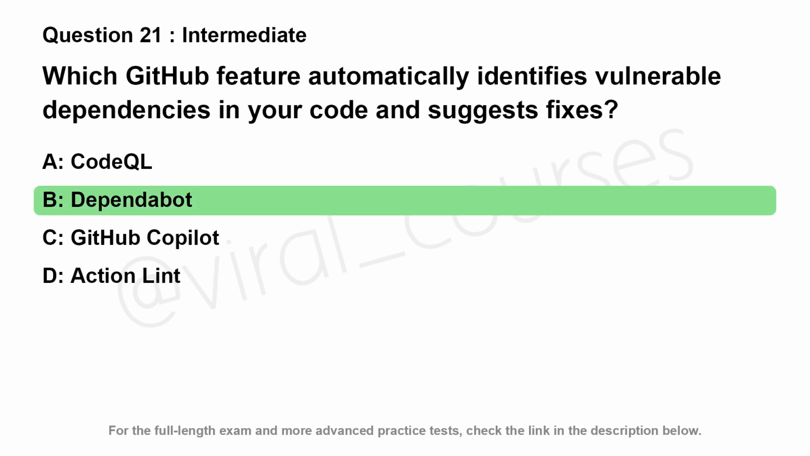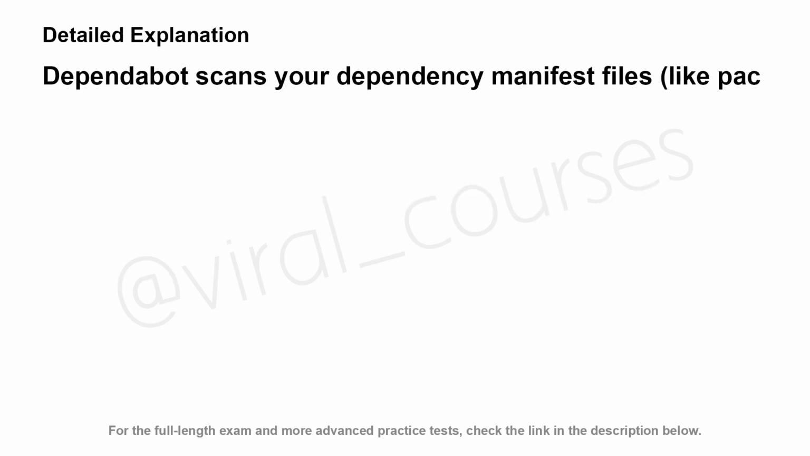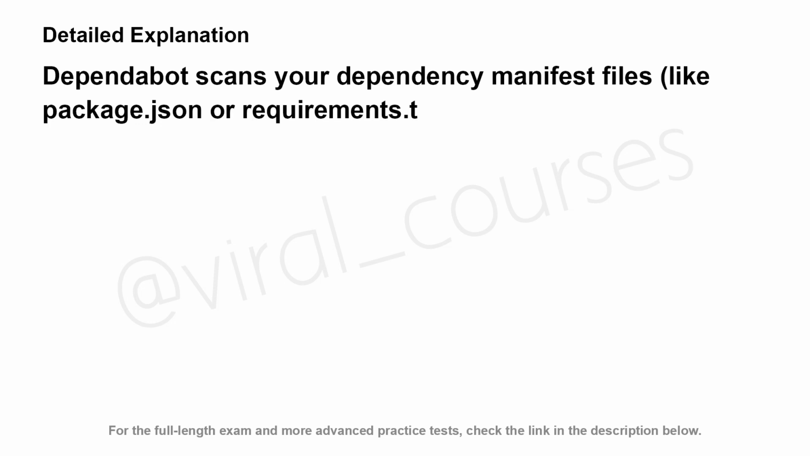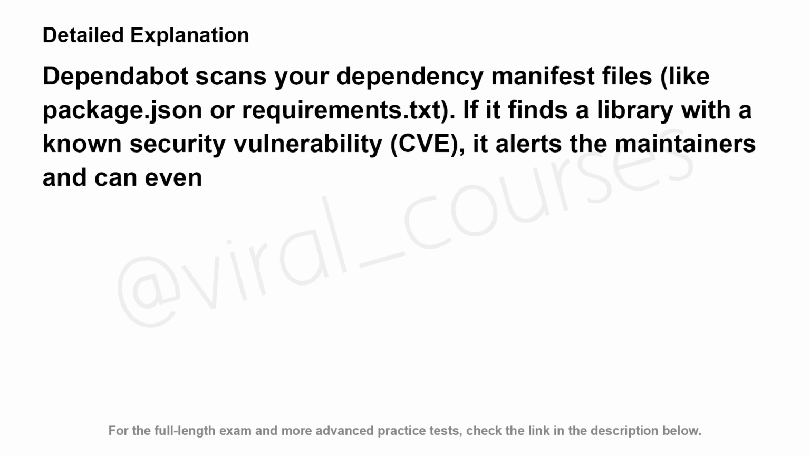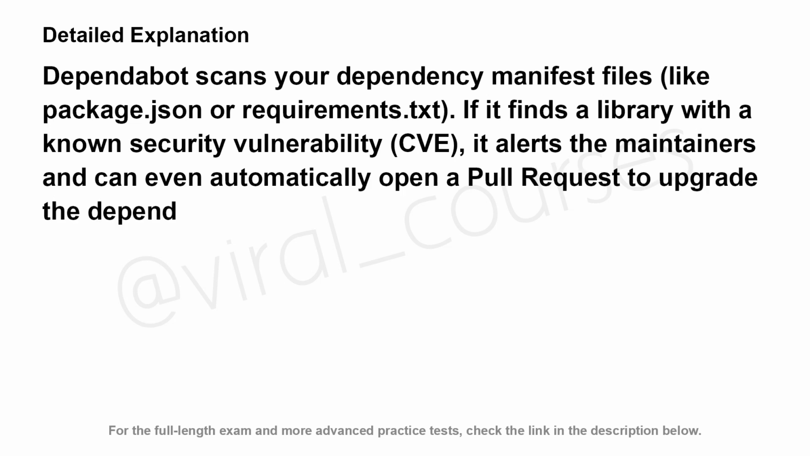The correct answer is B. Dependabot scans your dependency manifest files, like package.json or requirements.txt. If it finds a library with a known security vulnerability, CVE, it alerts the maintainers and can even automatically open a pull request to upgrade the dependency to a safe version.